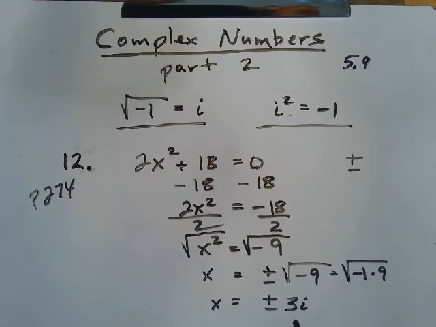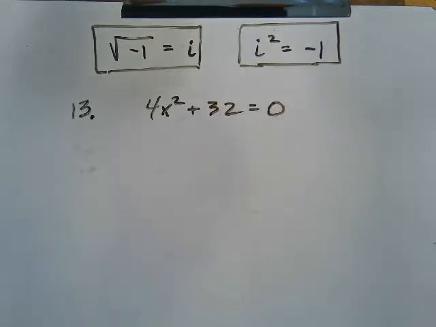Notice we usually put the i at the end, not like a coefficient in front. i is not a variable. i is just an indicator that it's the square root of a -1. Let's look at the next one. All right, let's take a look at 13.